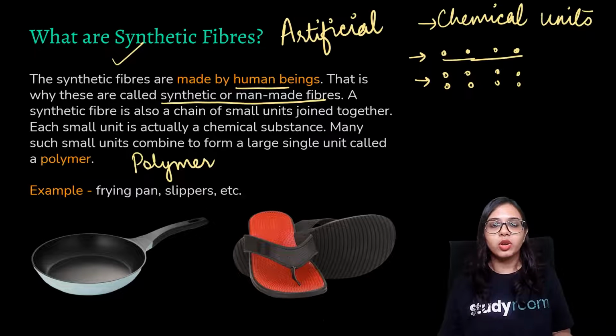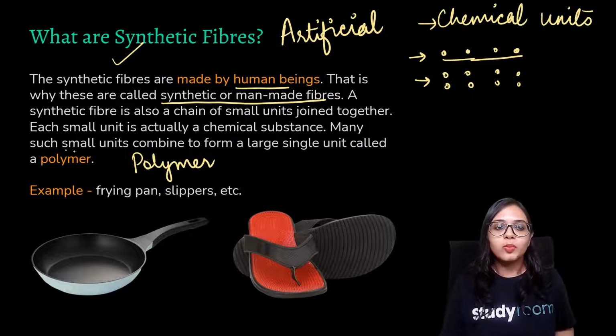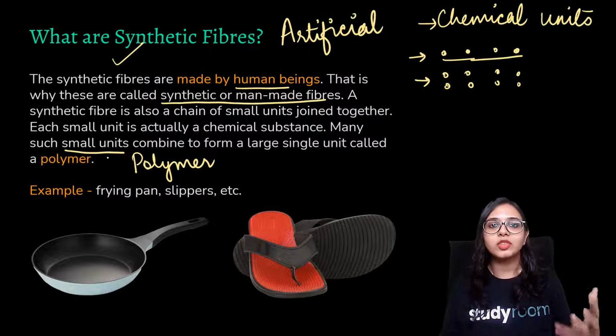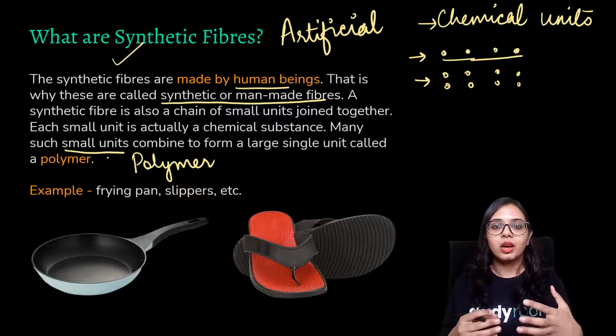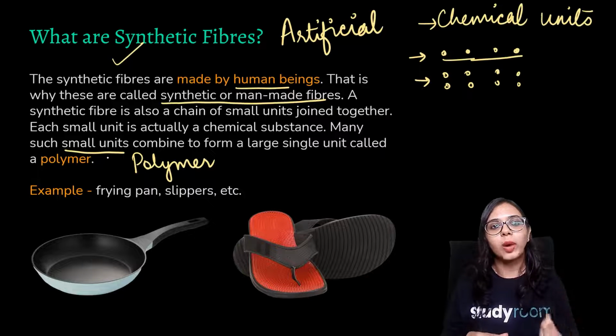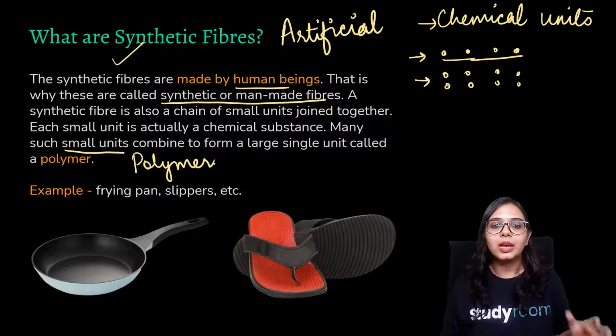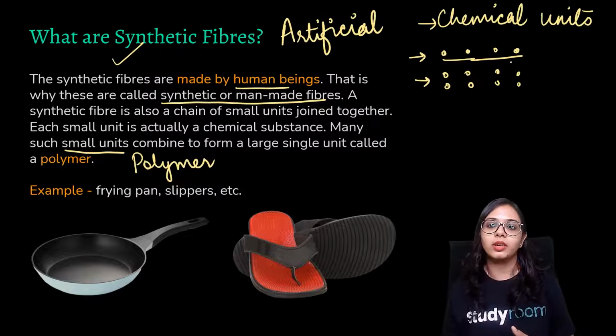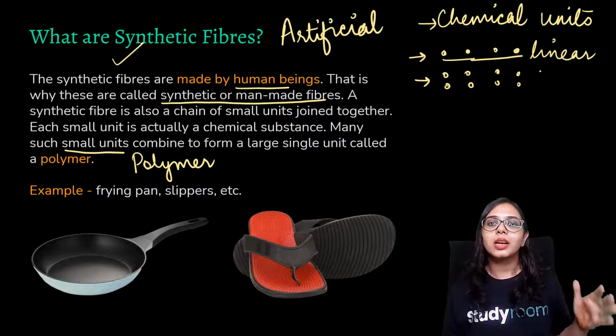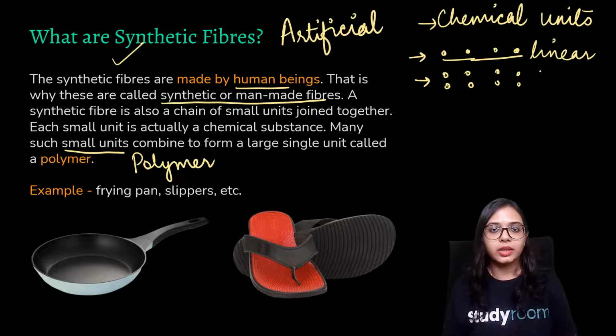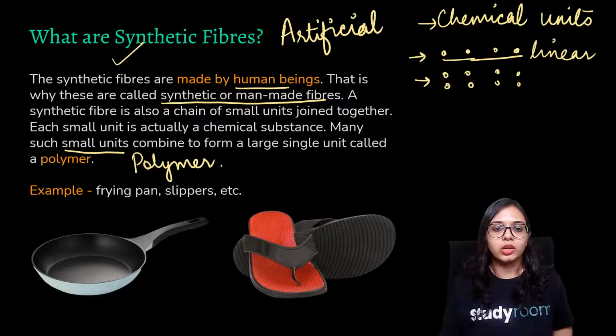Now you may be wondering what this polymer is. Many such small chemical units, by which we are synthesizing synthetic fibers, combine to form one large unit. When these 3 or 4 small chemical units come together, either in a linear fashion or in an interlocked manner, and consolidate together, we get a larger chunk of smaller units. This larger chunk is called a polymer.